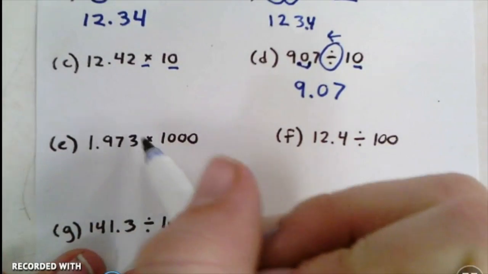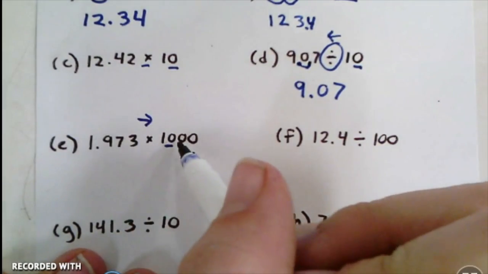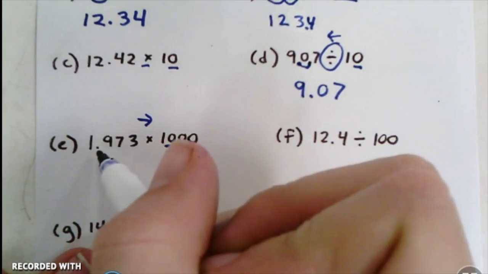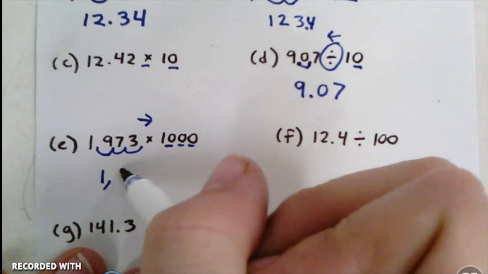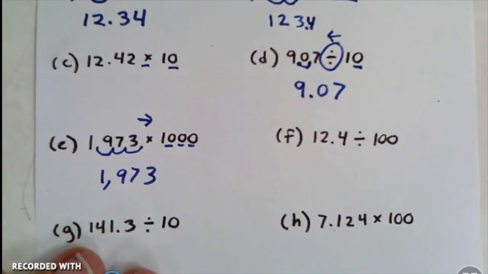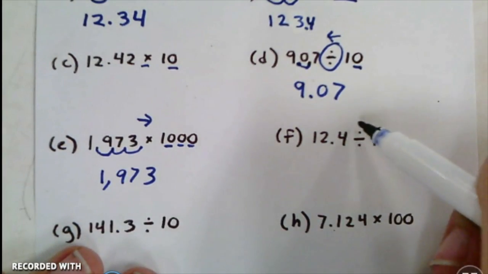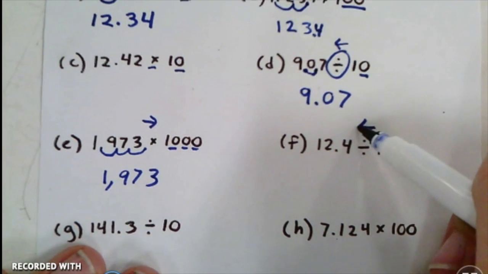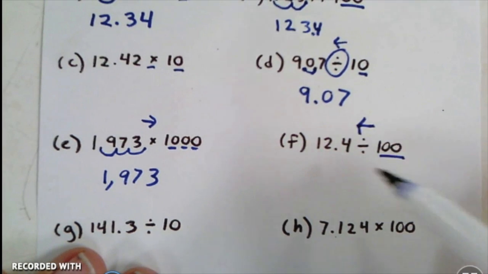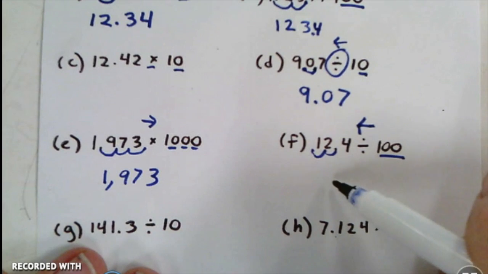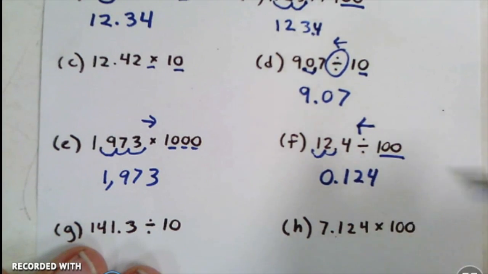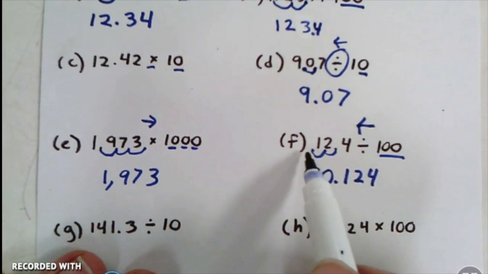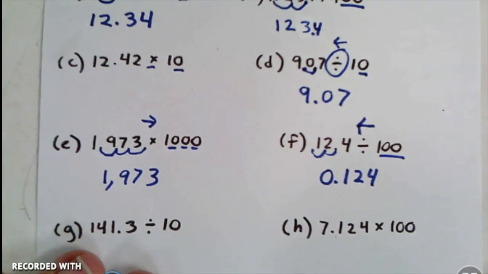Here I'm multiplying, so it's going to go to the right, and there's 1, 2, 3 zeros because it's by 1,000. So 1, 2, 3. So my answer is 1,973. Okay, this one is division, so it's going to the left. 2 zeros, 1, 2. So my answer is 0.124. If I had to go past where there were no more numbers, I would add in zeros to make sure that I could keep moving.